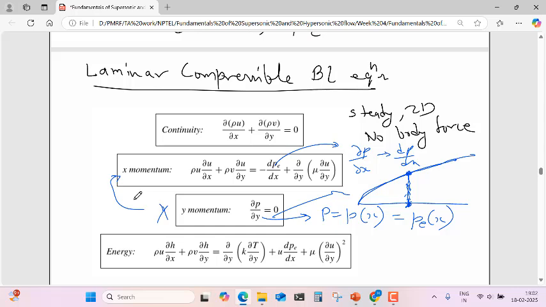The energy equation is given by rho u ∂h/∂x plus rho v ∂h/∂y equal to ∂/∂y of k ∂T/∂y plus u dp/dx plus mu (∂u/∂y) whole squared. Here also similarly we have taken the ordinary derivative, not the partial derivative.